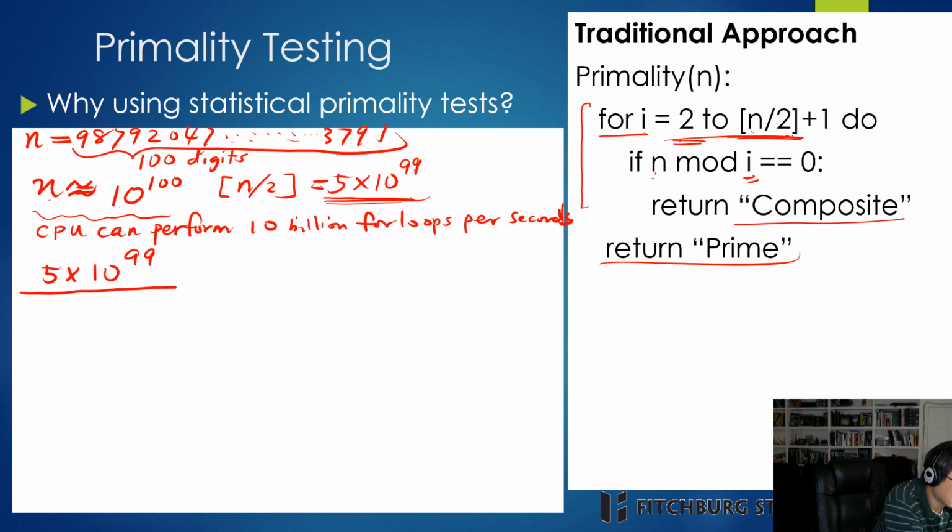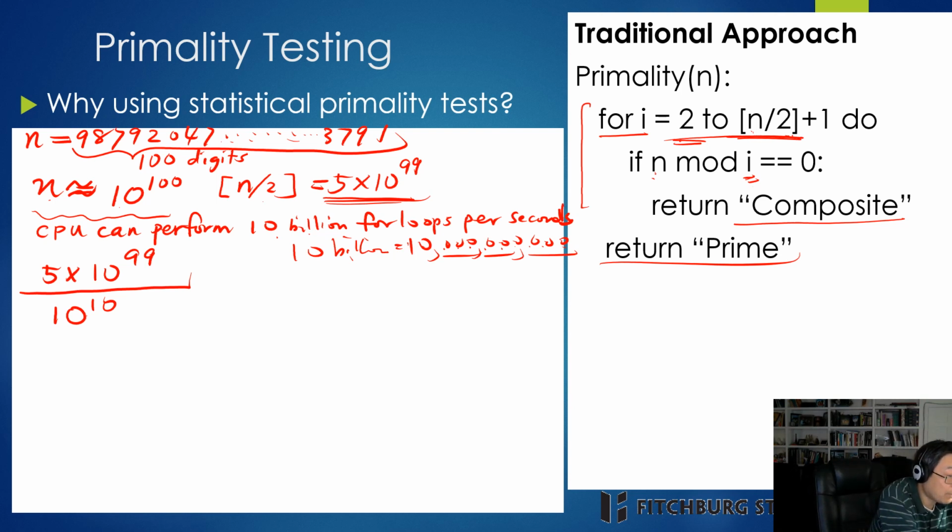Now, that's the total number of loops. 10 billion is the number of loops I can perform in 1 second. So what is 10 billion? 10 billion is actually 10 to the 10, because 10 billion can be written as 1 followed by zeros. That's 1,000, million, billion, and 10 billion. So how many zeros in total? 1, 2, 3, 4, 5, 6, 7, 8, 9, 10 zeros. So 10 to the 10.